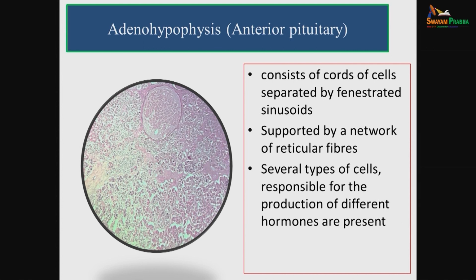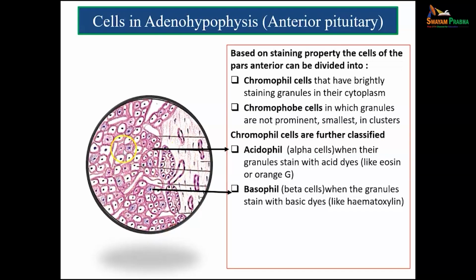Several types of cells are responsible for the production of different hormones. Based on the staining properties of the cells of the anterior pituitary, there are two groups of cells. The chromophil cells, which have brightly stained granules in their cytoplasm, and chromophobe cells, in which the granules are not very prominent and they are comparatively small and present in clusters.